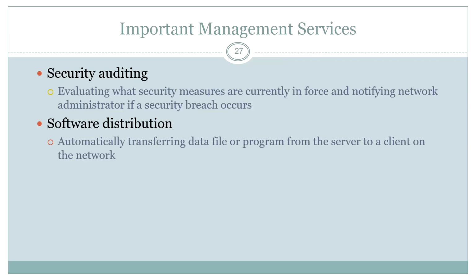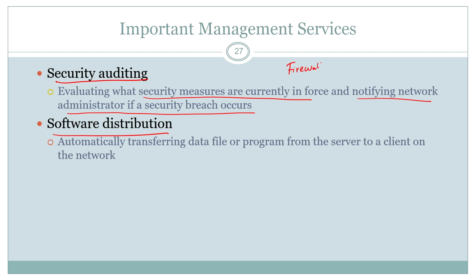And the last but not the least, you have security auditing and software distribution. Security auditing means the security measures that are enforced in the network, and whether any security breach occurs. We talk about terms like firewall, of which there are two types, software and hardware firewalls. Then you can also call them data breaches or cyber attacks, all these kinds of things. Managing hacking attempts, etc., are all part of security auditing.